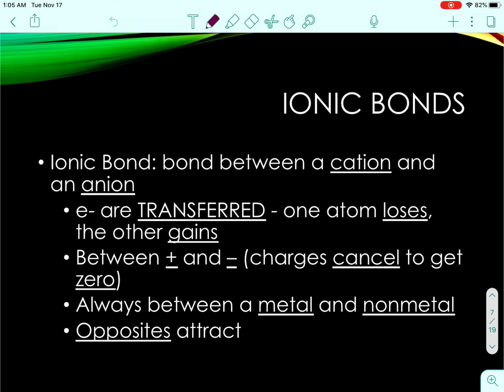So, starting where we left off for our notes, we have so far talked about Lewis dot diagrams and how atoms form ions by losing or gaining electrons. And now we're going to talk about how those ions come together to form compounds and form bonds. Those bonds are going to be called ionic bonds. It's an ionic bond when two ions come together.